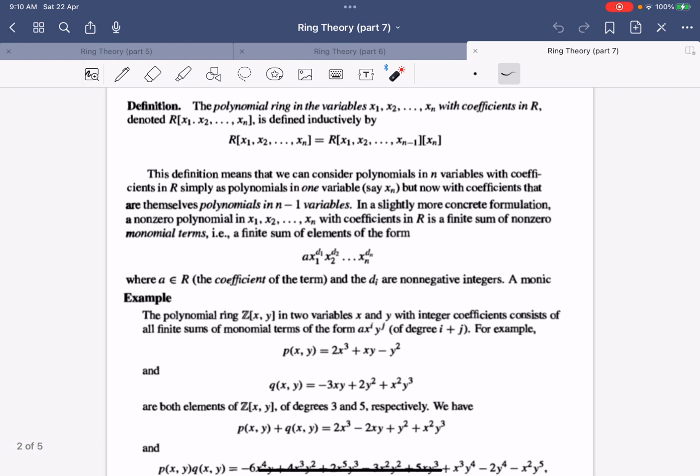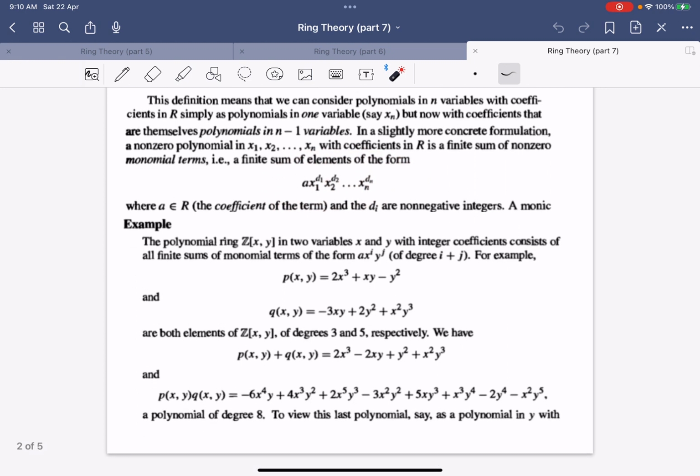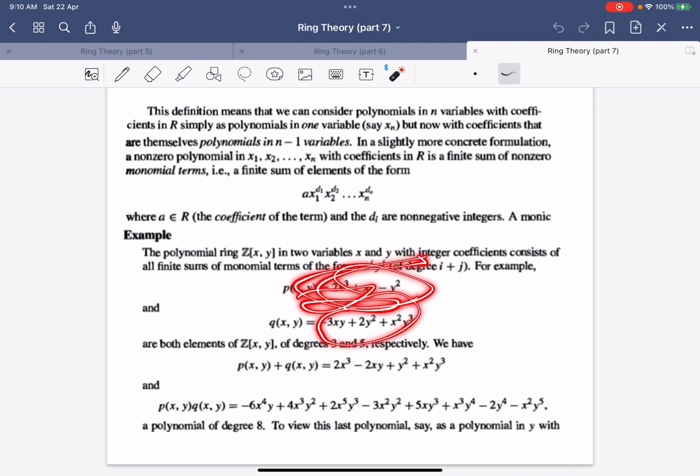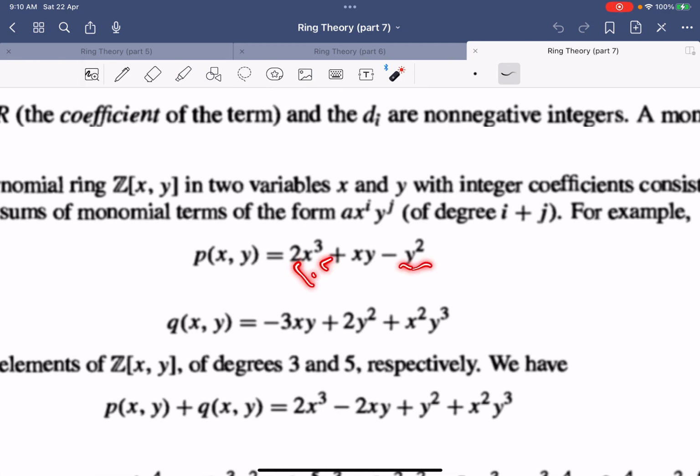And so it's really just saying that it is the set of all finite sums of these element terms. So an example will be shown over here. So the polynomial ring Z[x,y] consists of all finite sums of the monomial terms of the following notation. So this p(x) and q(x) are elements of this polynomial ring. So you can see how the x and y's can either be together or separate.